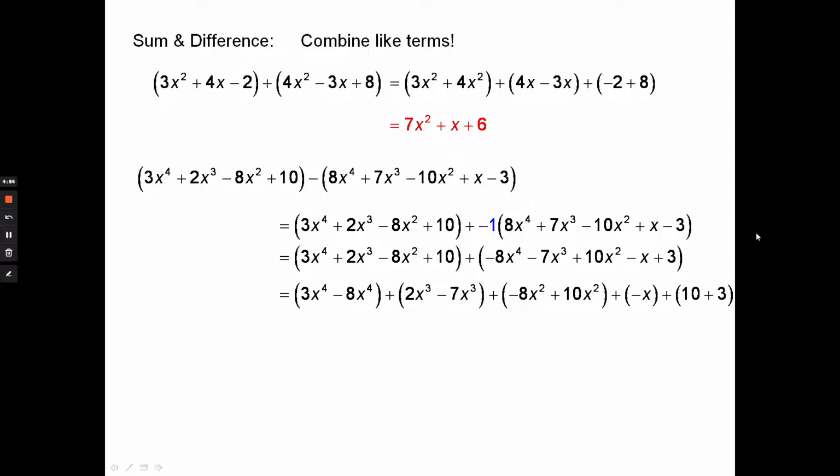Those are the groupings that you would do normally in your head. So 3x to the fourth minus 8x to the fourth is negative 5x to the fourth. 2x to the third minus 7x to the third is negative 5x to the third. Negative 8x squared plus 10x squared is 2x squared. Again, we have just the single x, so negative x, and then 10 plus 3 is 13.